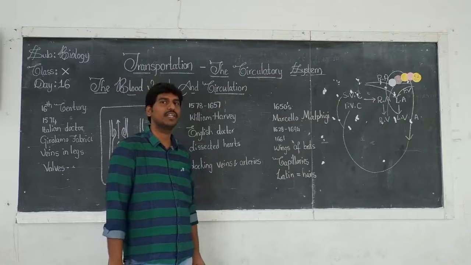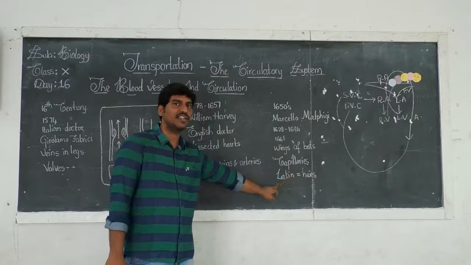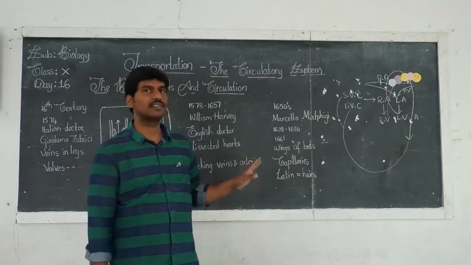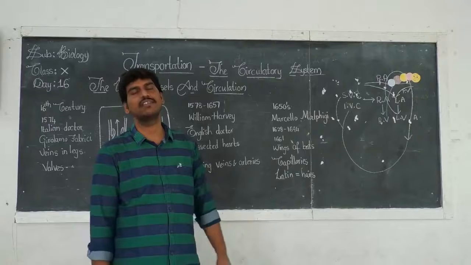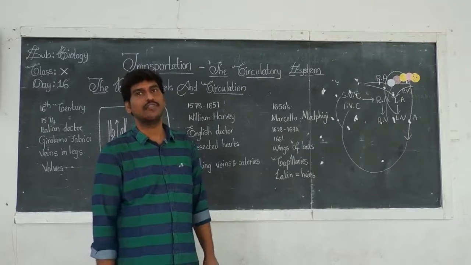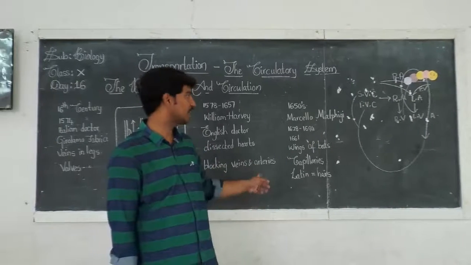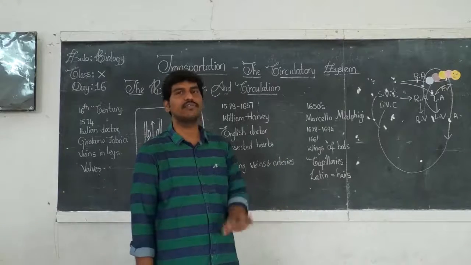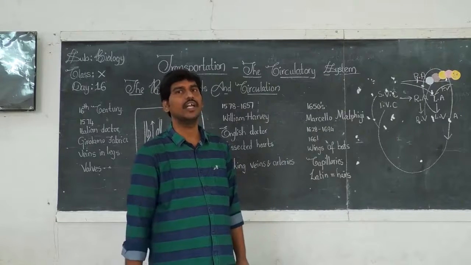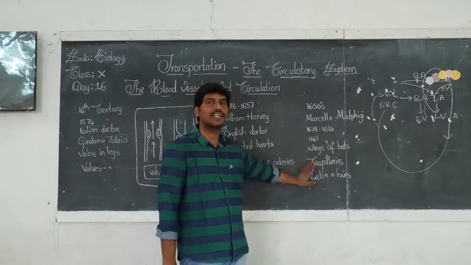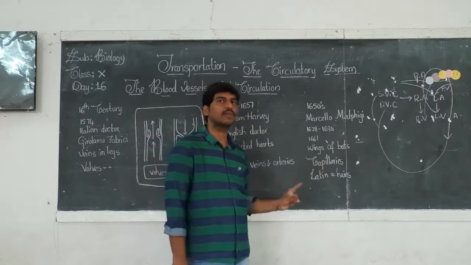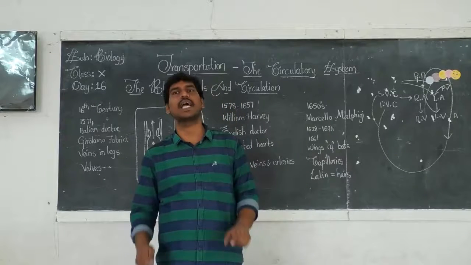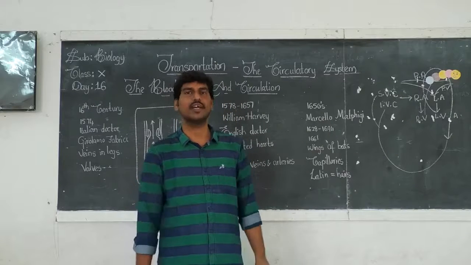The meaning of capillary is hair, which is from the Latin language. So this is how arteries, veins, and capillaries are the three types of blood vessels which complete the blood circulation. That means arteries and veins are joined together with the help of capillaries, so the blood from arteries is moving into veins. Now where are these capillaries present? They are present in the tissues, in the region of tissues.